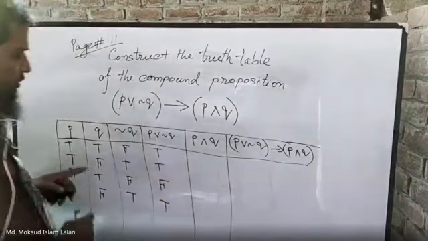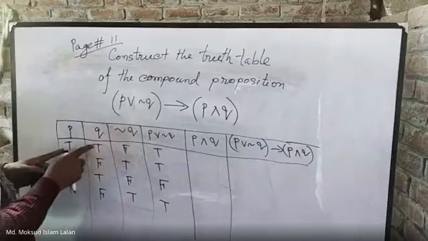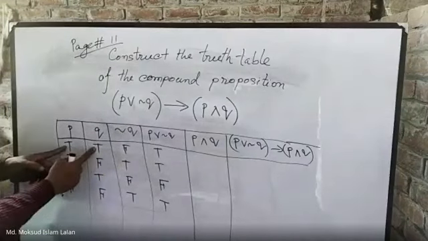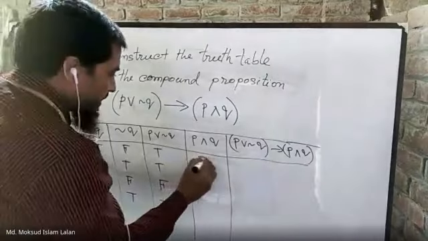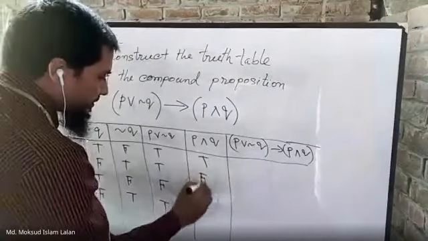Now conjunction, P and Q between. So this one only satisfies this conjunction, the first one, right? Yes, sir. True. So according to this, we can write T and the rest of ours F, F.